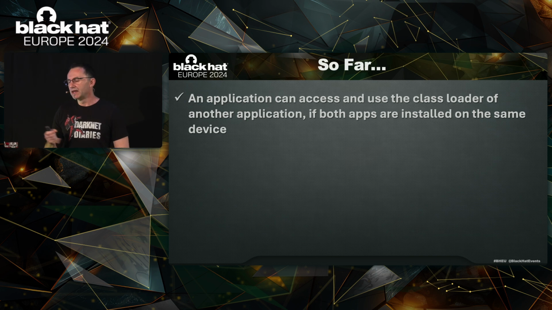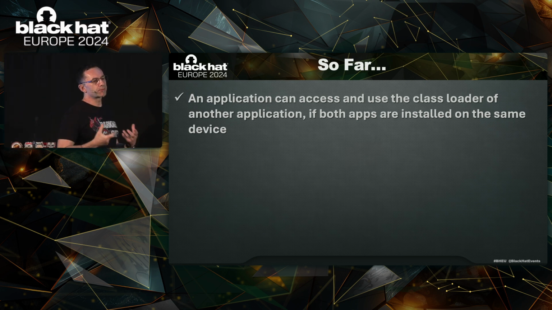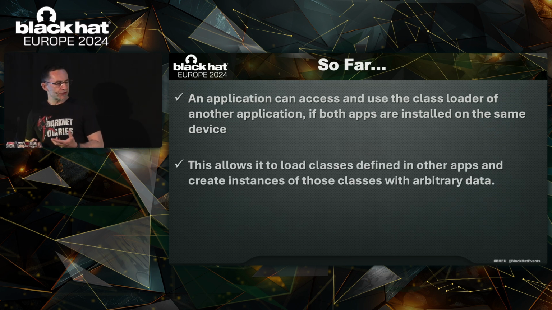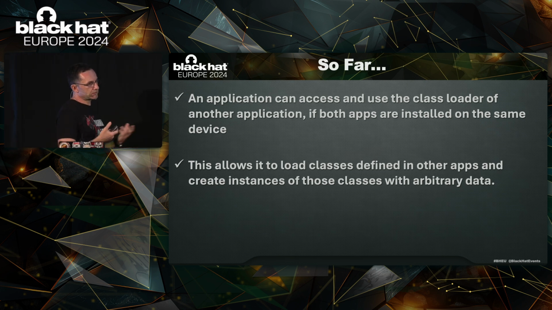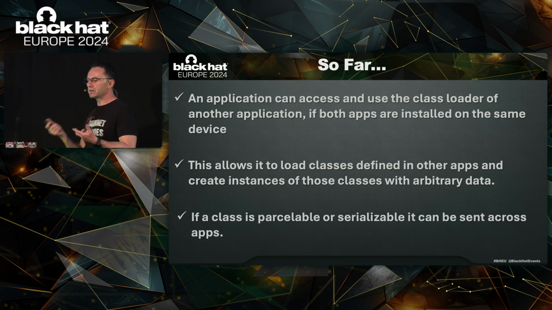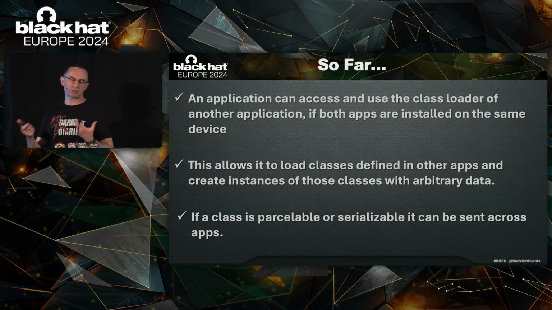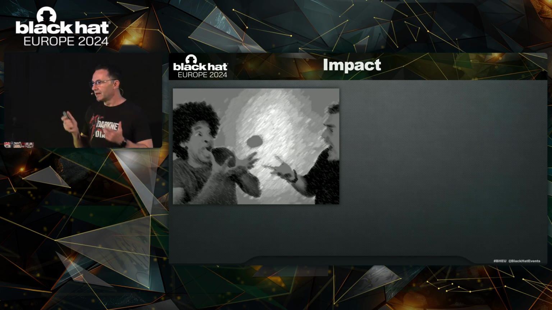All right, so let me summarize what we have so far. An app can access and use the class loader of another app as long as both of them are installed on the same device. They coexist. This allows us to create objects of any class of another app, using, of course, our own arbitrary data. If the class is parcelable or serializable, then we can send it across components or across different apps. So what can we achieve with that?